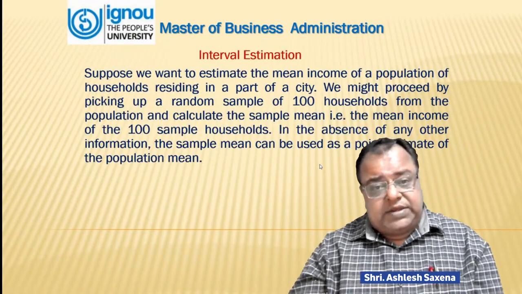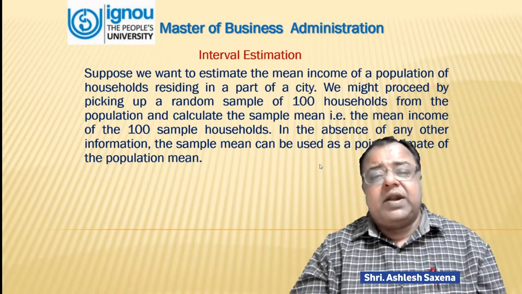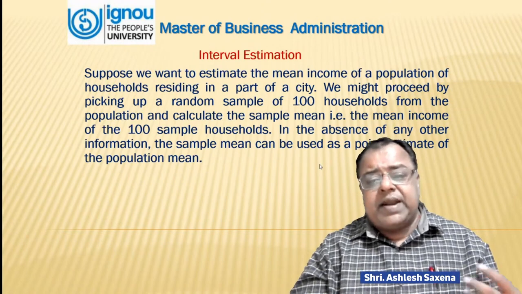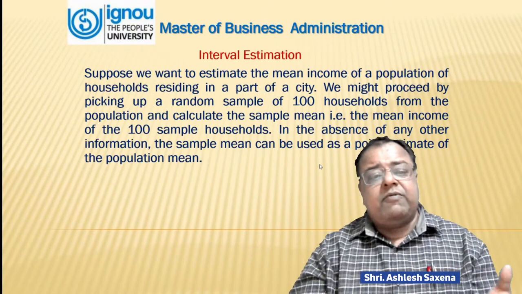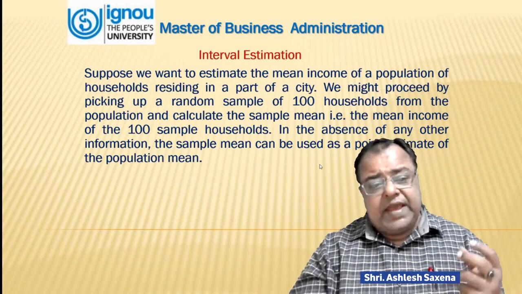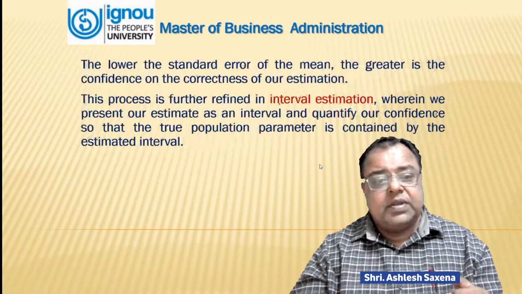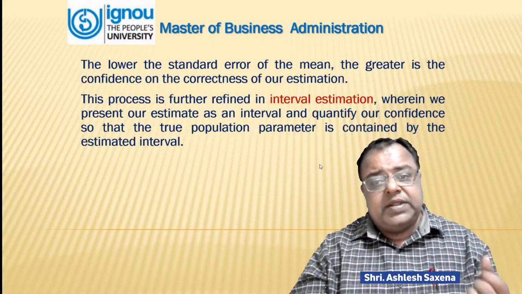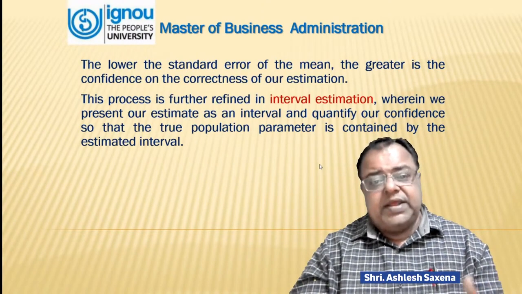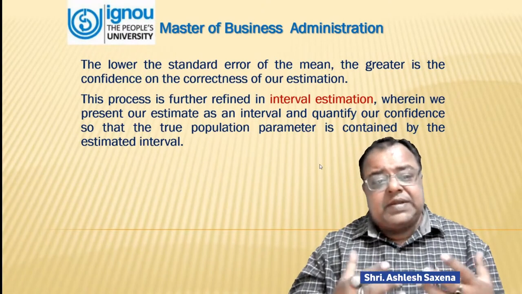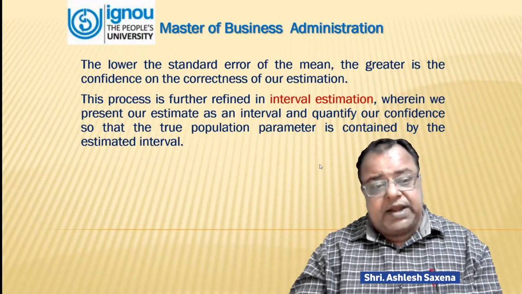Now, interval estimation. Suppose we want to estimate the mean income of a population of households residing in a part of a city. We might proceed by picking a random sample of 100 households from the population and calculating the sample mean, that is, the mean income of the 100 sample households. In the absence of any information, the sample mean can be used as a point estimate of the population mean. The lower the standard error of the mean, the greater is the confidence or the correctness of our estimation. This process is further refined in interval estimation, wherein we present our estimate as an interval and quantify our confidence that the true population parameter is contained in the estimated interval.